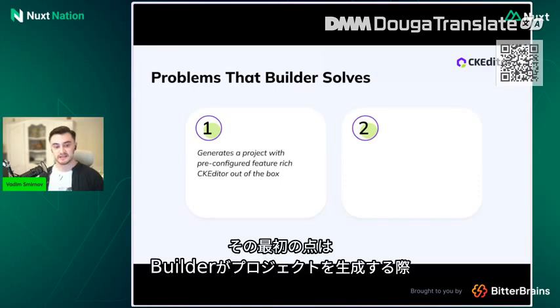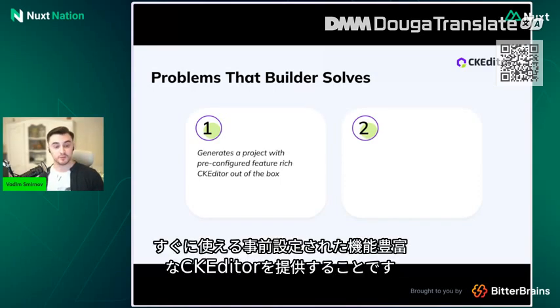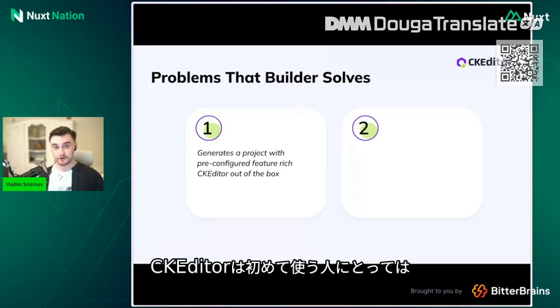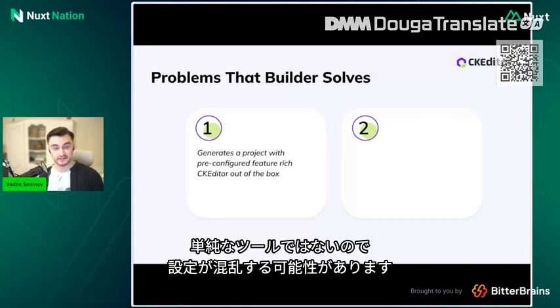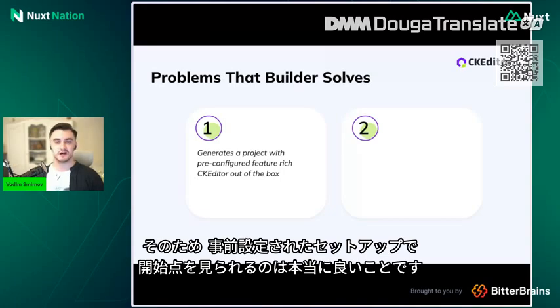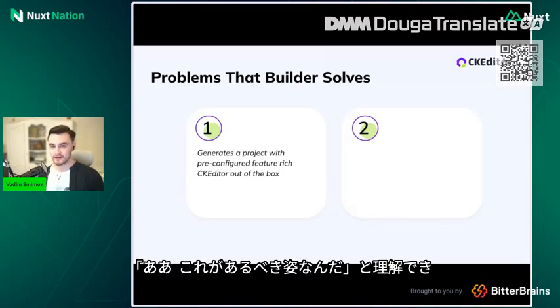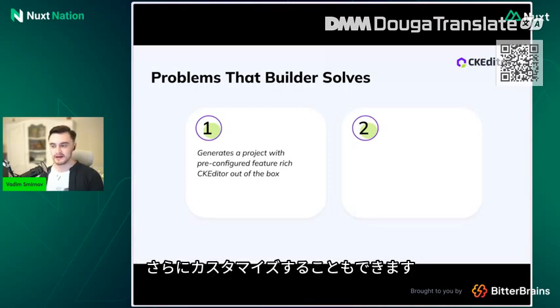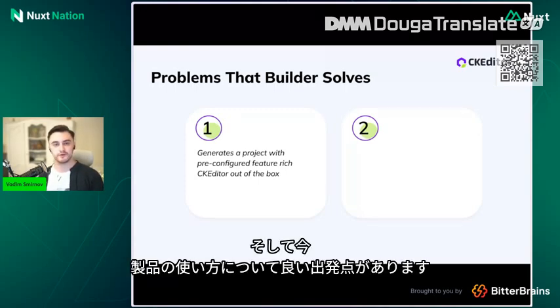First of those is that Builder generates a project with a pre-configured, feature-rich CKEditor out of the box. CKEditor is also not a simple tool if you have never worked with it, so some configurations might be confusing. So it's really good to see a starting point with some kind of pre-built configuration, so you can understand, okay, this is how it should look, and I can customize it even further. Now I have a good starting point on how I can use the product.